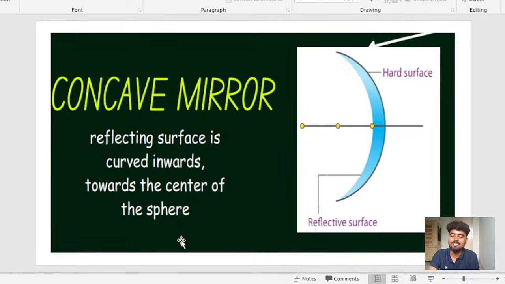Okay, now we'll start with the concave mirror. There are two types of spherical mirrors. One is the concave mirror, the next one is the convex mirror. What is the meaning of concave mirror? When a spherical mirror is curved inwards, it is a concave mirror. Here we can see that the mirror is curved inwards. This blue line indicates the arched surface and this sky blue line indicates the reflecting surface of the mirror. So when a mirror is curved inwards, this is known as a concave mirror.